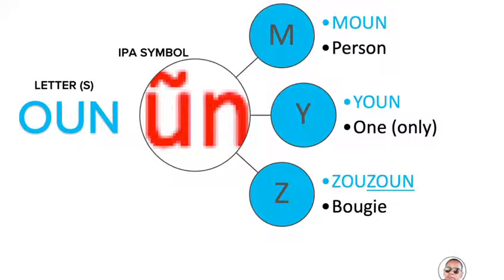Letters O-U-N, IPA sound, un. That's where the linguist might have issues with me calling them diphthongs, but we close our eyes on these exceptions for practical purposes. Another way to put it is non-single sounding vowels, all right? Okay, M-un, mun, which means person. Y-un, yun, which means one, only one. Z-un, zun, in the word zuzun, like gros zuzun, which is bougie. People that are kind of bougie.